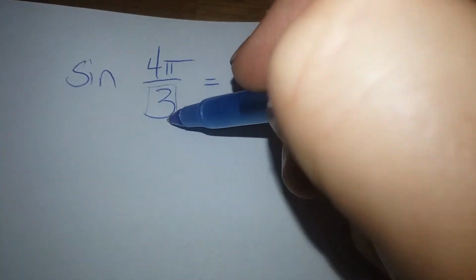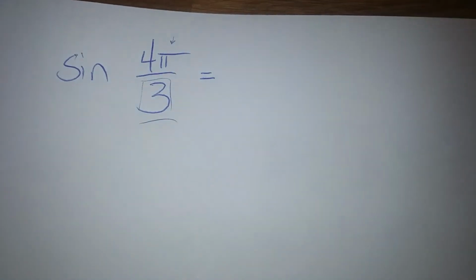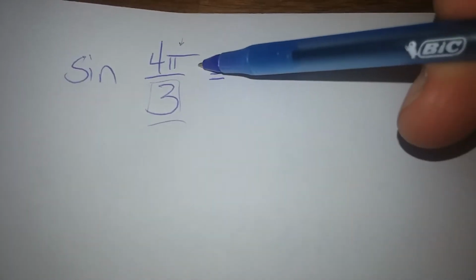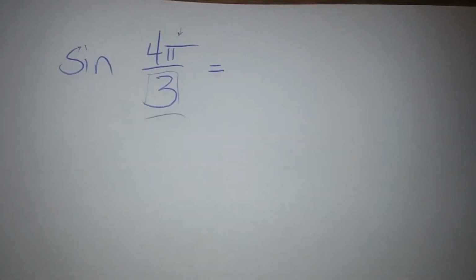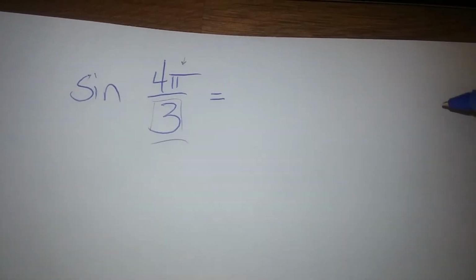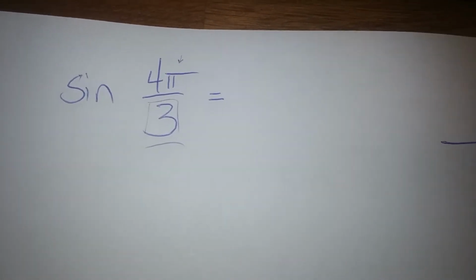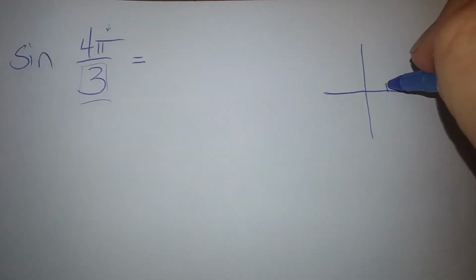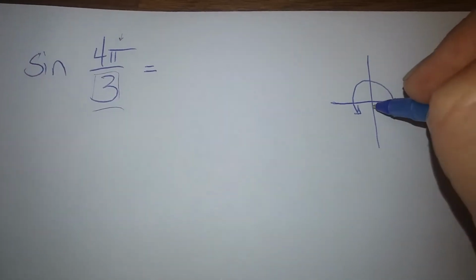So I'm looking at this pi over 3, and since pi means 180 degrees, what I'm doing is I'm cutting 180 degrees into 3 parts. 180 divided by 3 is 60 degrees. So what I'm looking for is the fourth 60-degree angle around my unit circle.